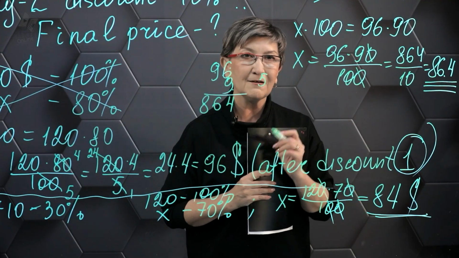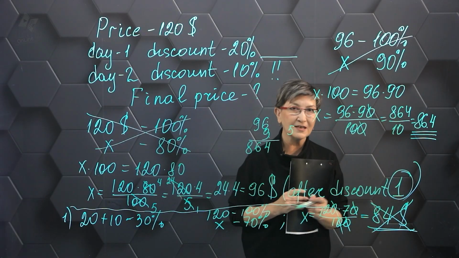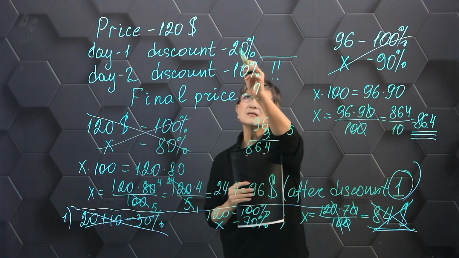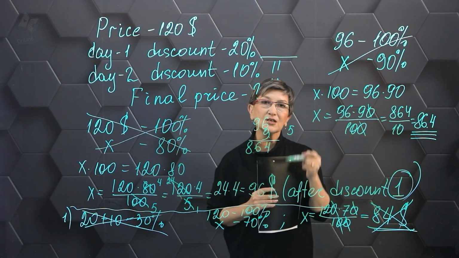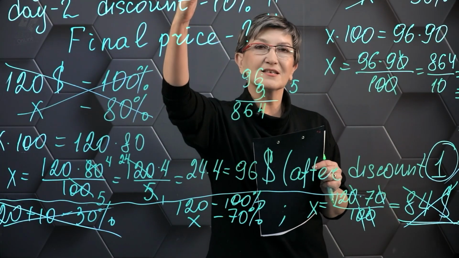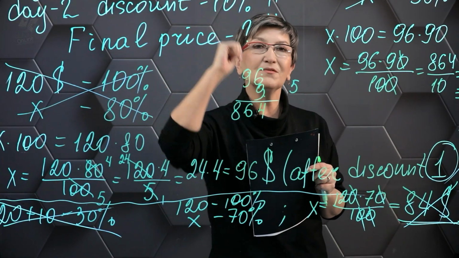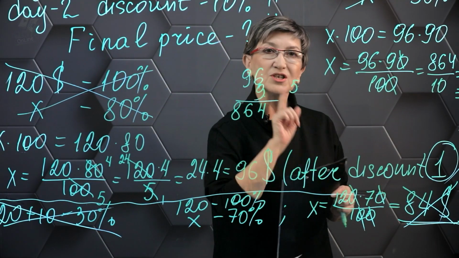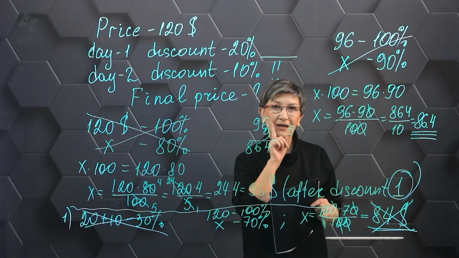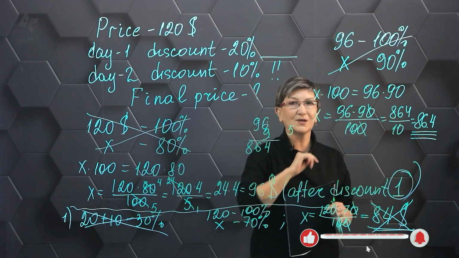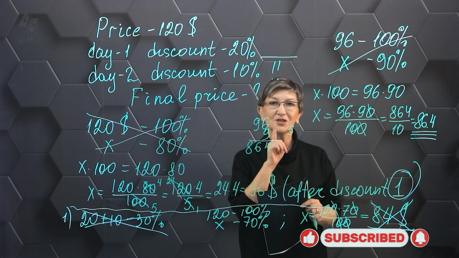But this answer is wrong. You can't do it this way. You can't add up discounts and then calculate the total percentage. Be careful when you are solving problems involving step-by-step calculations of percentages. Do not add up these percentages. You will get the wrong answer. And each time count and take the new price for 100%, and then your answer will be absolutely correct.